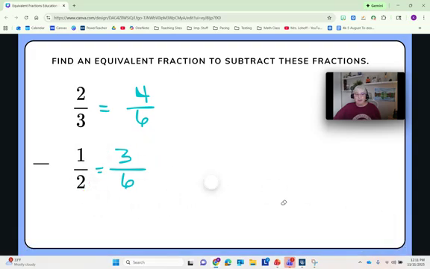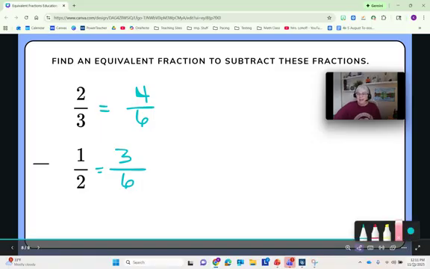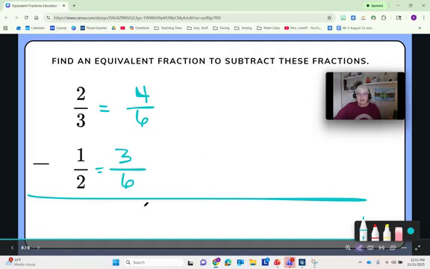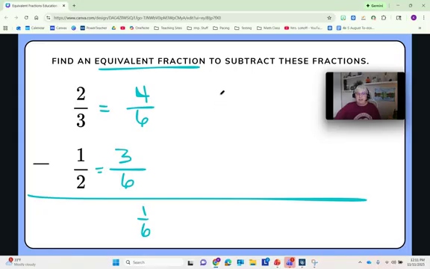All right, so if you want to do this subtraction problem, it is not the point of this video, but 4/6 minus 3/6 is 1/6. All right, I hope that this was helpful in helping you to determine how to create equivalent fractions. The key to it is whatever you do to the bottom number, you have to do the same thing to the top.